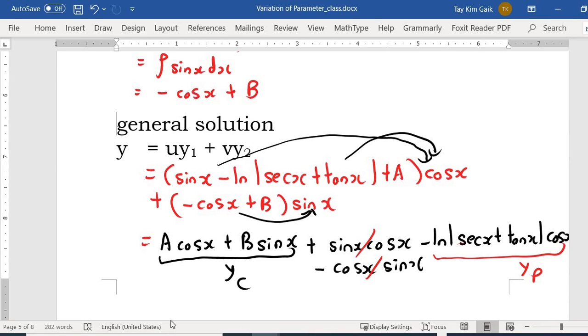Okay. Do you have any question before I proceed to one more example, and then we'll give you one exercise for you to do for the variation of parameters? Any question, okay, before I proceed to the third example? No. Okay, if no, we are going to move to the third example.